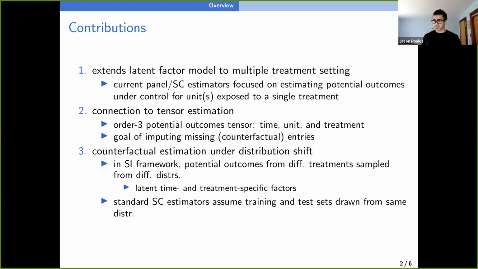And then lastly, the authors do a really good job connecting the synthetic control literature to the machine learning literature. And one of these connections is the idea of counterfactual estimation under distribution shift. So in the standard synthetic control literature, we typically assume that the training and test sets, so the distributions of the control units and the treated units under potential outcomes under control, are drawn from a similar distribution. But in this synthetic interventions framework, we can have different treatments sampled from different distributions. And that is because we have these latent time and treatment factors that can be differently sampled. So that's an important contribution.